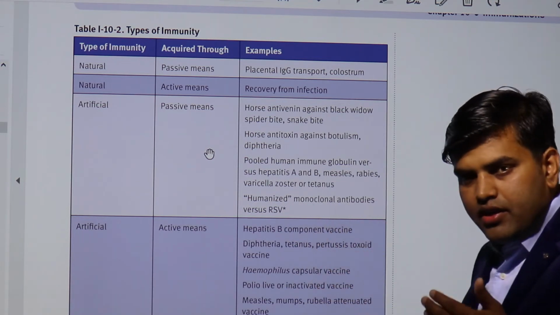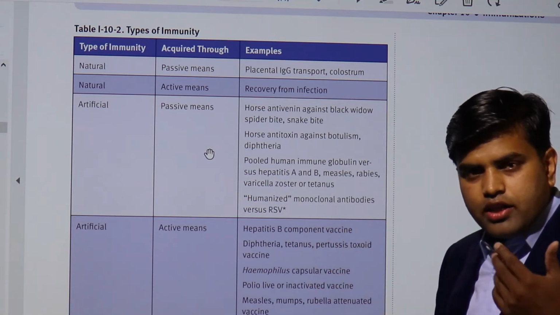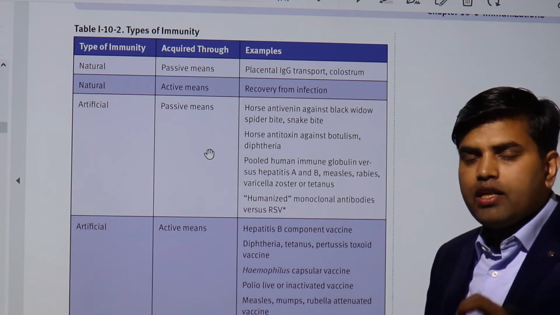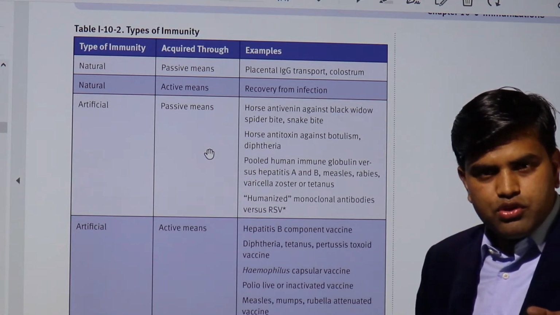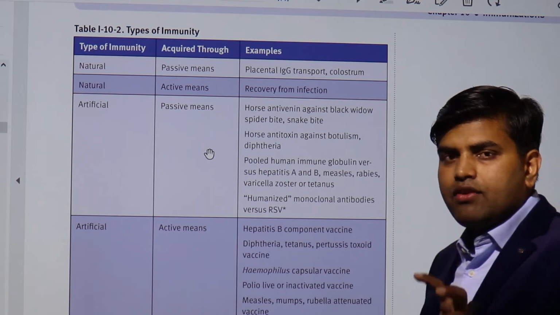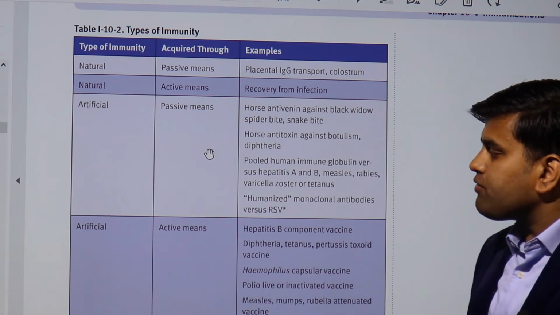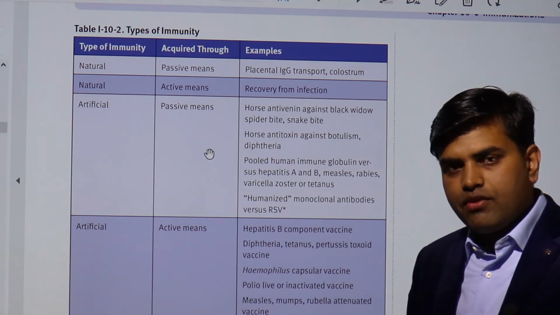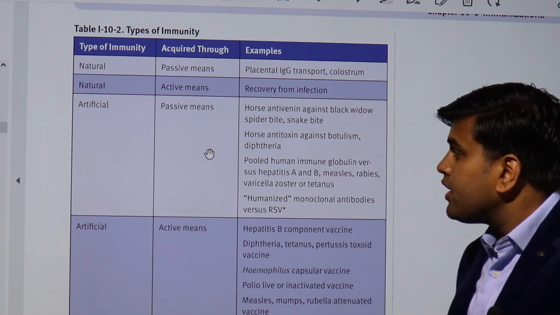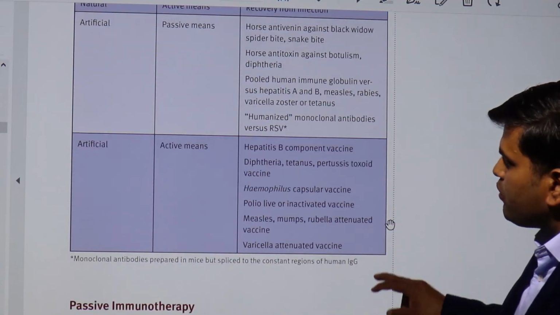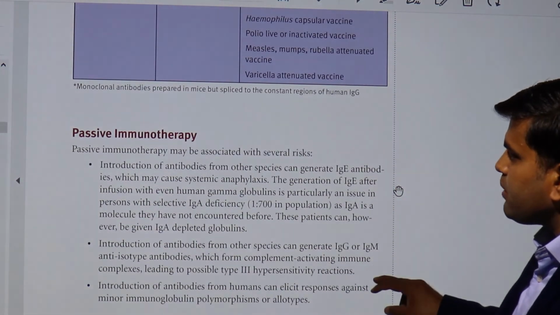So if there is a second exposure to the viruses or bacteria, that will cause the secondary immune response, and that will kill that virus or bacteria or neutralize it. So that is the main concept of your artificial active means, that is one type of immunity. So hope you have understood about active and passive immunity.